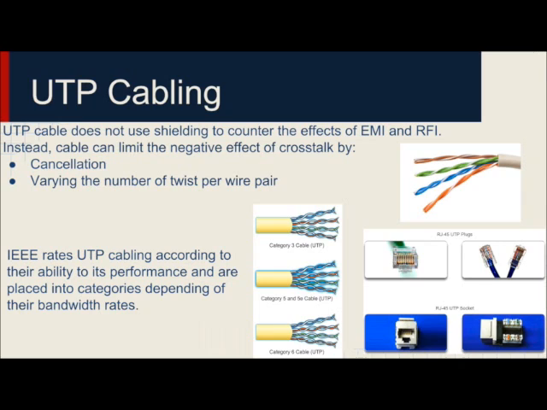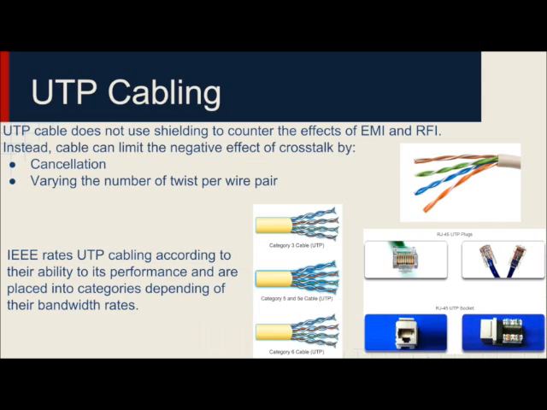UTP cabling. UTP cable does not use shielding to counter the effects of EMI and RFI. Instead, the cable design can limit the negative effect of crosstalk by cancellation. This means that when 2 wires in an electrical circuit are placed close together, their magnetic fields are the exact opposite of each other. Therefore, the 2 magnetic fields cancel each other out and also cancel out any outside interference. The other way is varying the number of twists per wire pair.